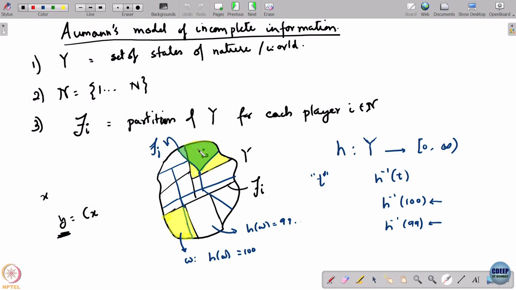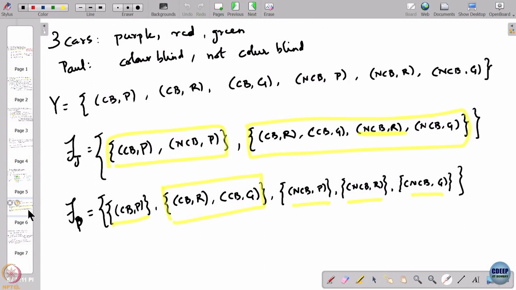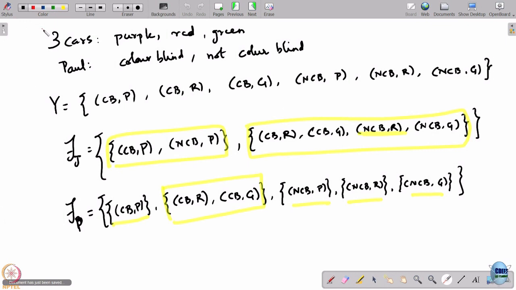Then from there, we took this example of two players, John and Paul. We knew that John was colorblind and everyone knew that. There were two possibilities for Paul, that he could be colorblind or not colorblind, but only Paul knew whether he was colorblind or not.